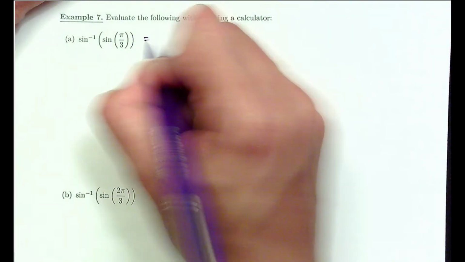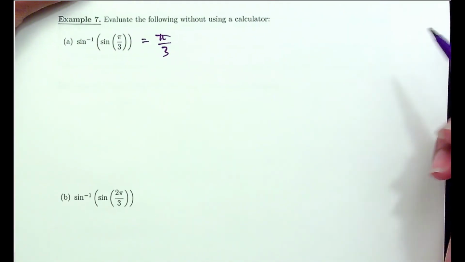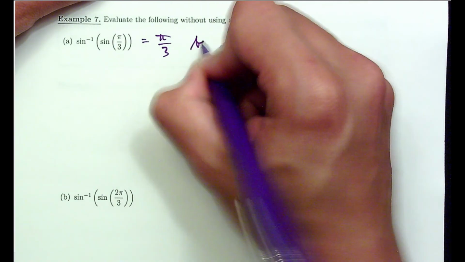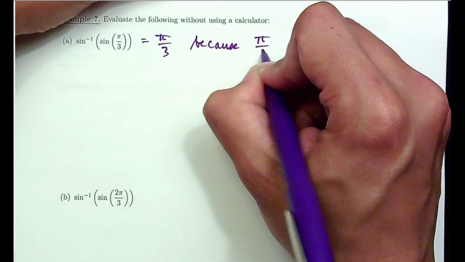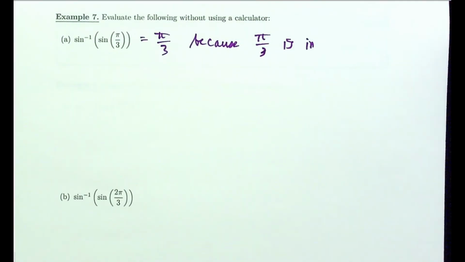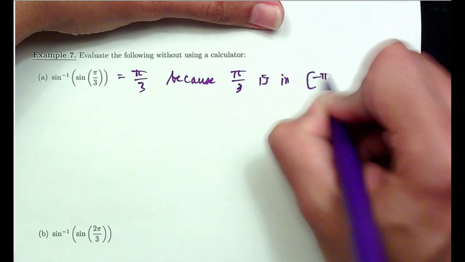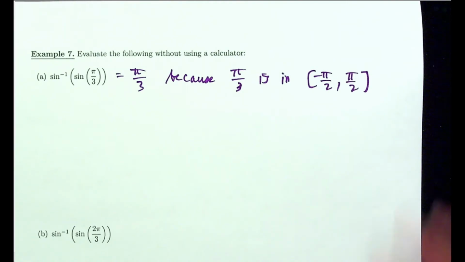And that's it. So this one was really easy because that's in the correct place between negative pi over 2 and pi over 2. So this is true because pi over 3 is in the interval between negative pi over 2 and pi over 2. Good, that's it.